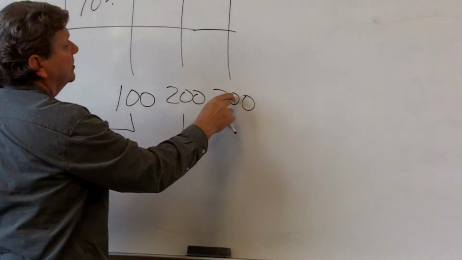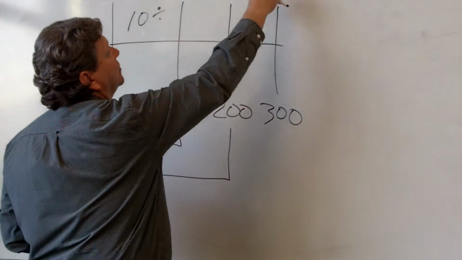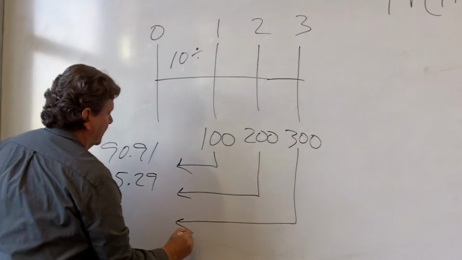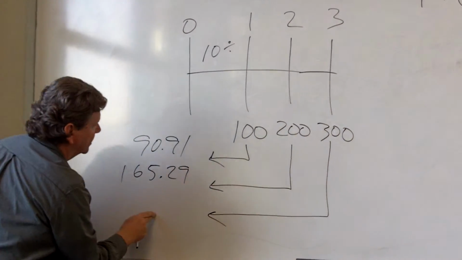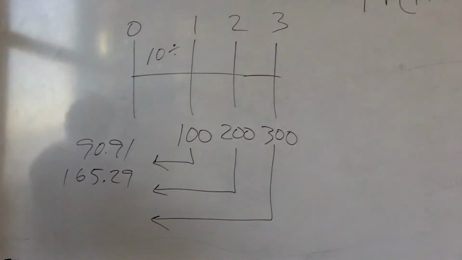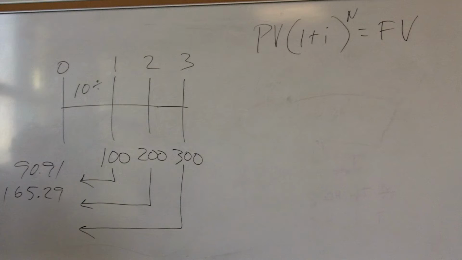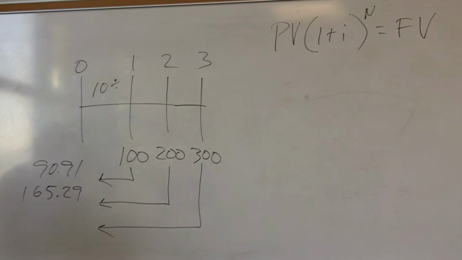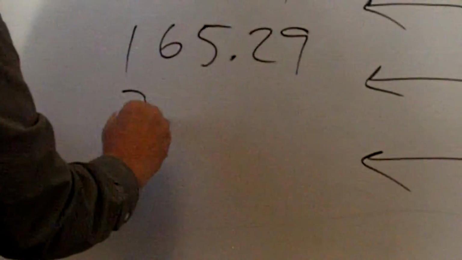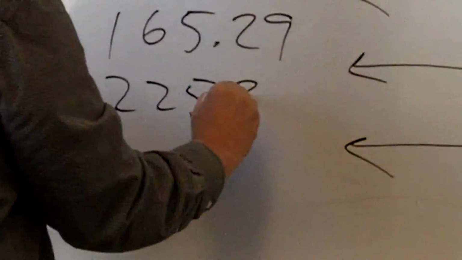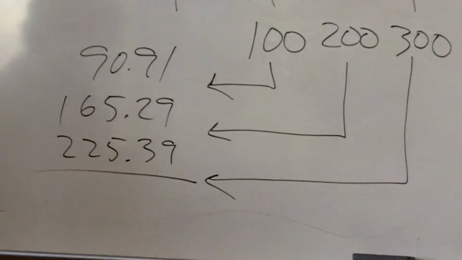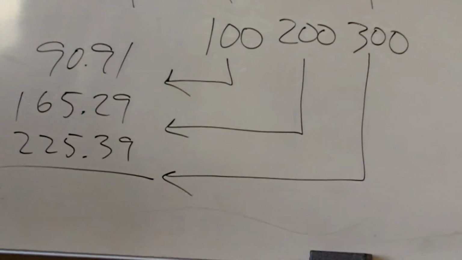And $300, what's the present value of $300 received 3 periods or 3 years from now? We need to discount this back 3 periods to the present. 300 is the future value. 3 is n, I is 10. Hit the present value key, 225.39.